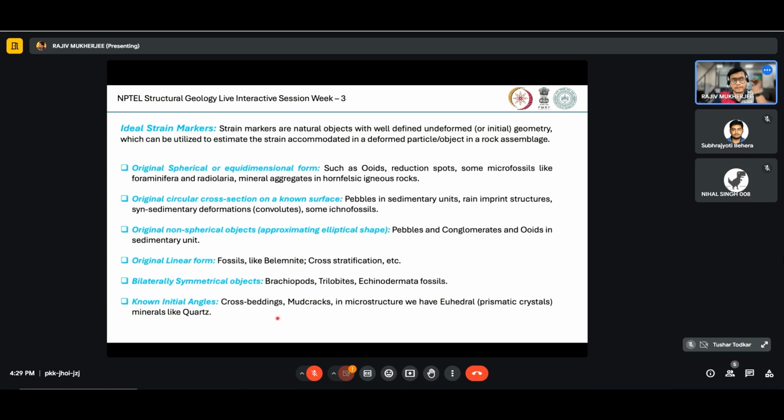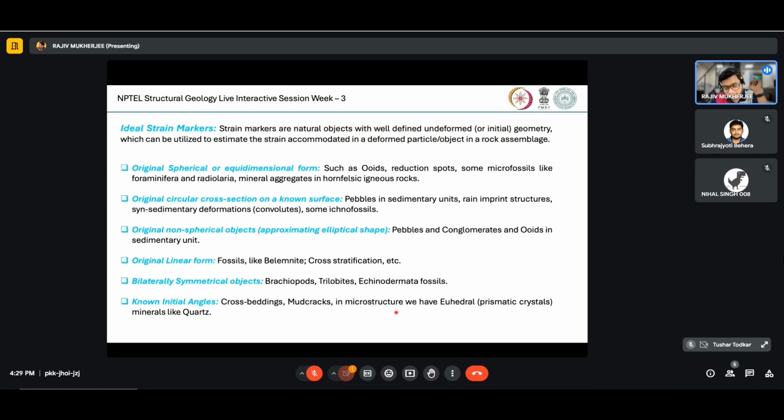And finally, we have known initial angles like cross beddings. They make a constant angle with the primary bedding plane. Mud crack imprints have a constant angle varying from 60 to 120 degrees, and you can use that angle to calculate whether there is an accumulation of strain or not.